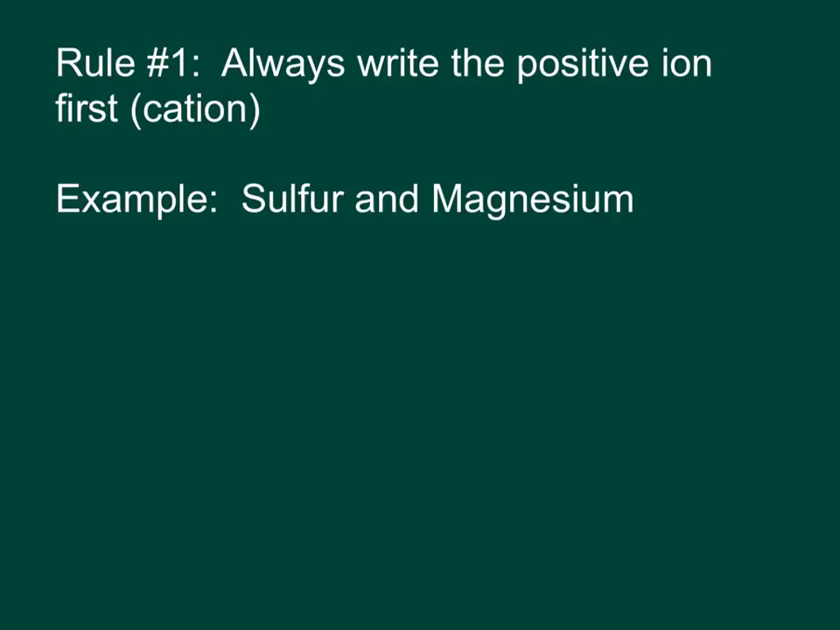Rule number 1, always write the positive ion first. That's the cation. So you have to look on your periodic table and find if it's sulfur or magnesium, which one is positive. Well, on your periodic table, magnesium is on the left-hand side. So we're going to write that one first, because it is positive, and then sulfur is a negative, so it's going to go next. The positive ion goes first, the negative goes next.